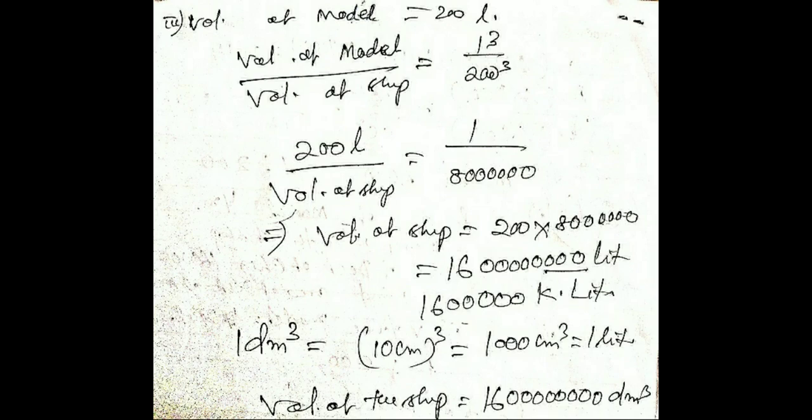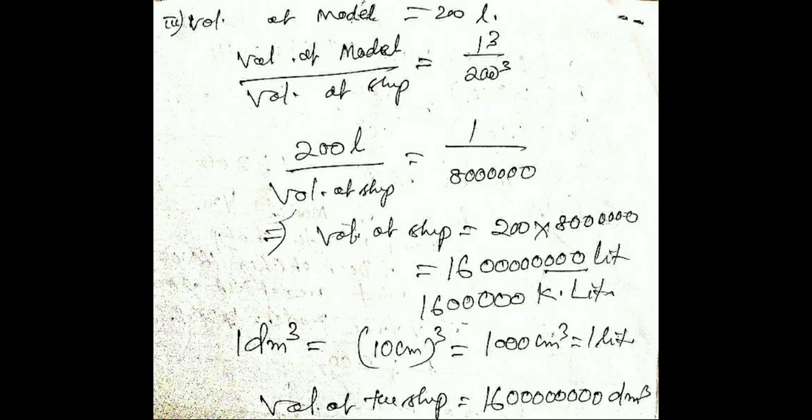Similarly, volume of the model by volume of the ship is equal to 1 by k cube, or 1 by 200 cube. So 200 liter by volume of the ship is equal to, if you simplify, 8 with 6 zeros. Then the volume of the ship is equal to 200 into 8 with 6 zeros. So we are getting this much liters, 16 with 8 zeros liter, or 16 lakh kiloliters. You got this.